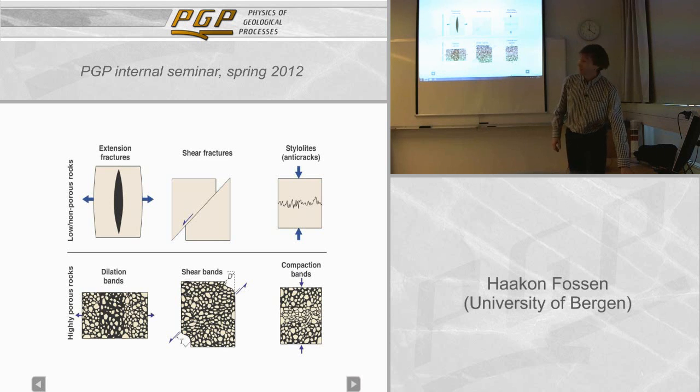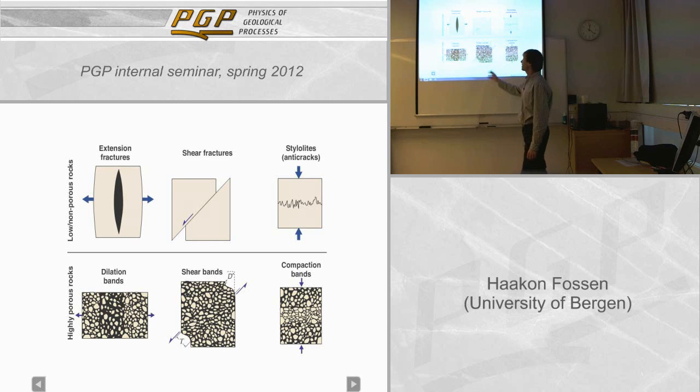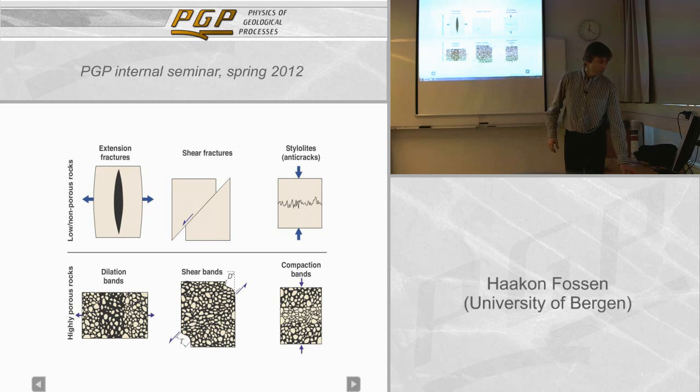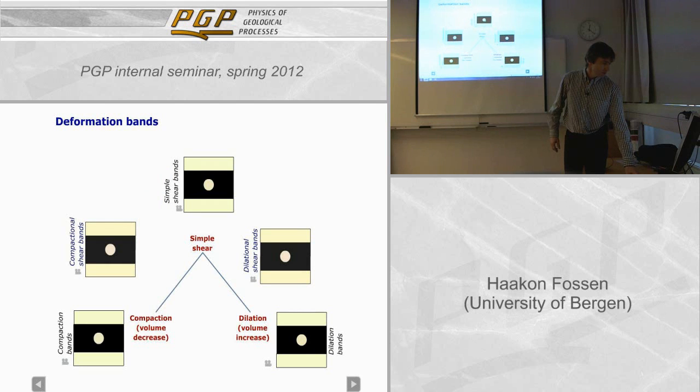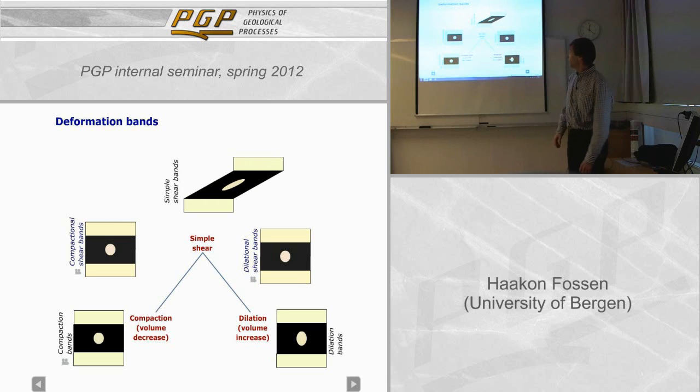And the same thing goes for deformation bands. We have the dilation bands corresponding to extension fractures. We have the shear bands, the pure simple shear bands. And we have compaction bands that correspond to stylolites. So we have this whole range also for deformation bands. So there is simple shear in some bands. There are even dilation bands, very rare, but they have been described. And there are these compaction bands.